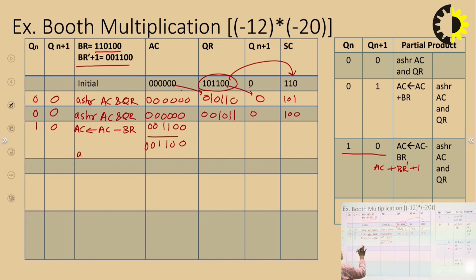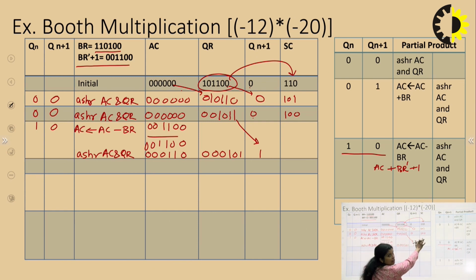Again, you have to apply the arithmetic shift right on both registers AC and QR. In the arithmetic shift right, 0, consider it here. This particular 0 comes over here, 0, and 1, 1, 0. This 0 goes here, 0, 0, 1, 0, 1. And this particular 1 is here. Whenever the arithmetic shift right operation is applied, after that the sequence counter value will be minus 1. This is actually 4. Now this is 3. Next, the 3 bit is there.